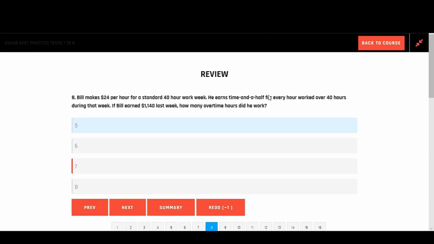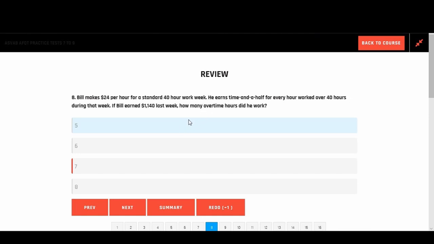Alright, question 8 says Bill makes $24 per hour for a standard 40-hour work week. He earns time and a half for every hour worked over 40 hours during that week. If Bill earned $1,140 last week, how many overtime hours did he work?